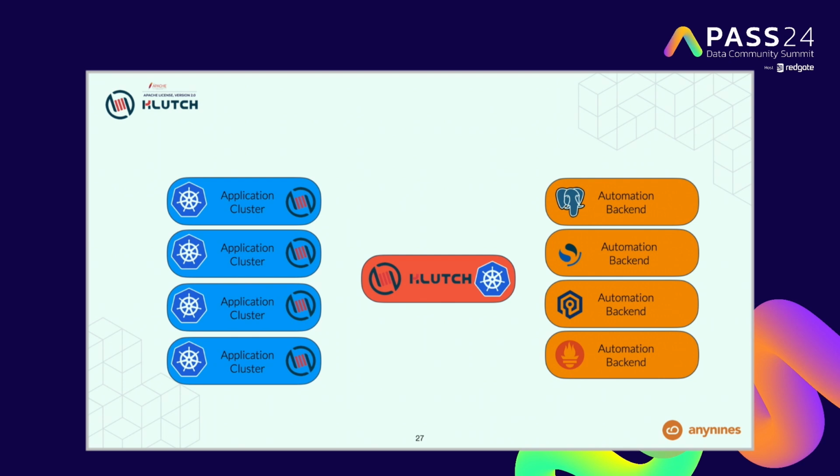All the objects created in application clusters are replicated automatically to the Klutch server, and that one then reconciles with the actual automation backend. And that leads to the situation that any developer can describe the entire application system, the database, the application, and with service bindings, the connection of the database instance with the application, declaratively and natively in Kubernetes.